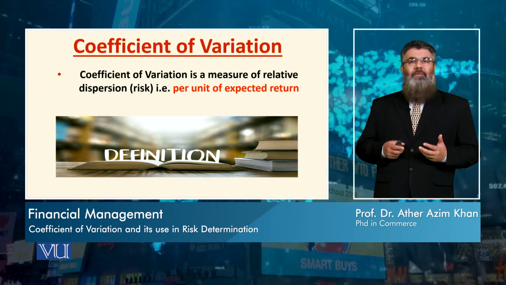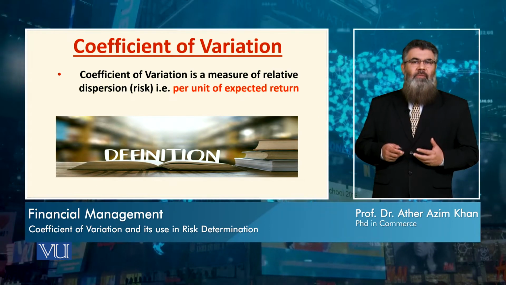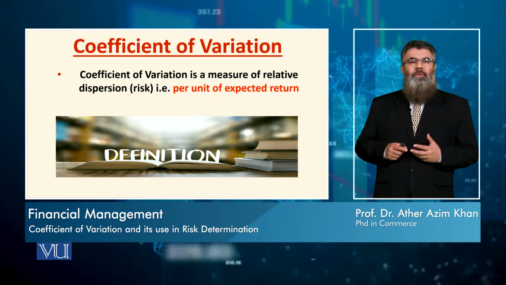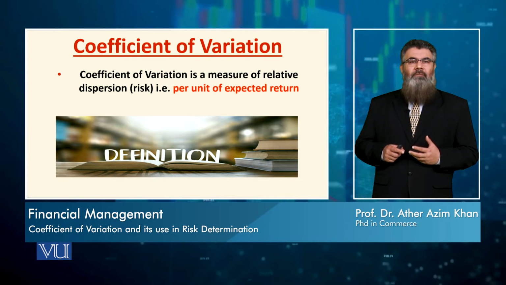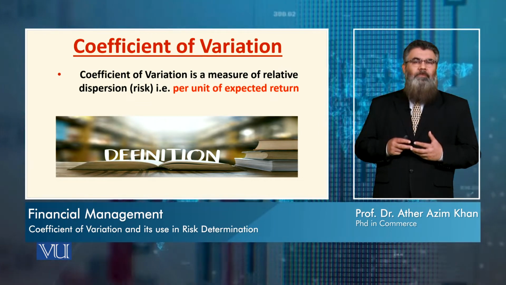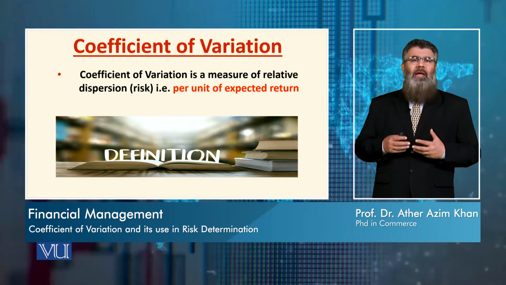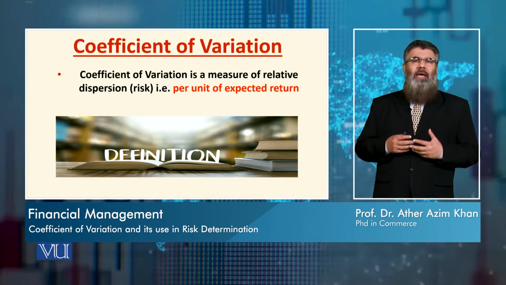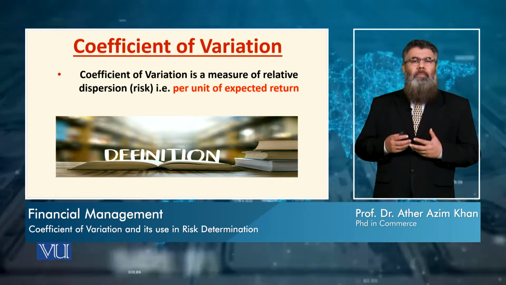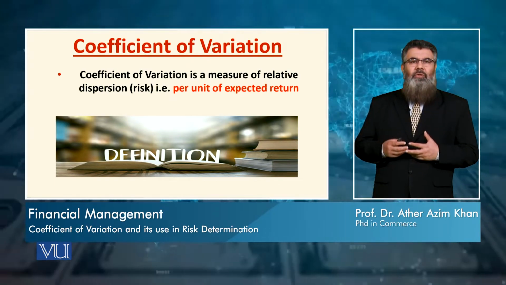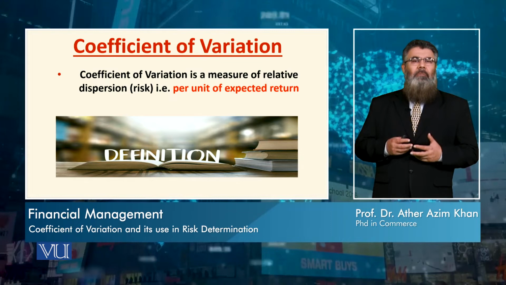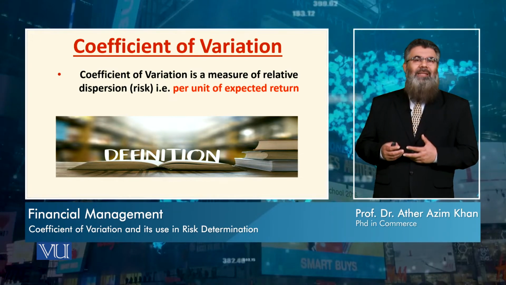Let's have a look at the definition of coefficient of variation before we proceed further for its calculation. It states that coefficient of variation is a measure of relative dispersion. Dispersion is deviation from the mean. Dispersion का मतलब है फैला हुआ होना, यानी हमारे जो रिस्क है वो कितना फैला हुआ है, अपने मीन से कितना दूर है. And that is per unit of expected return. So coefficient of variation is nothing but the risk per unit of our expected return.